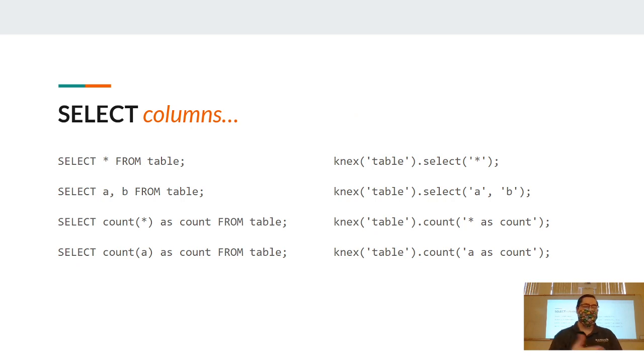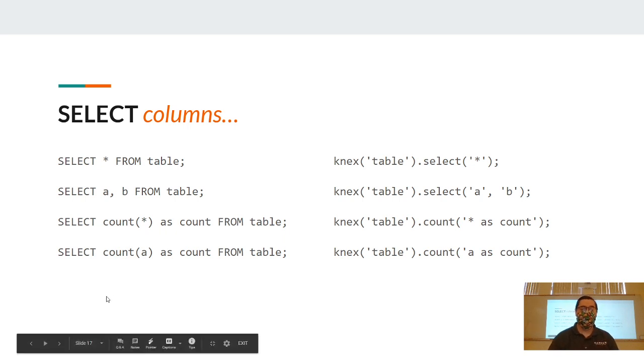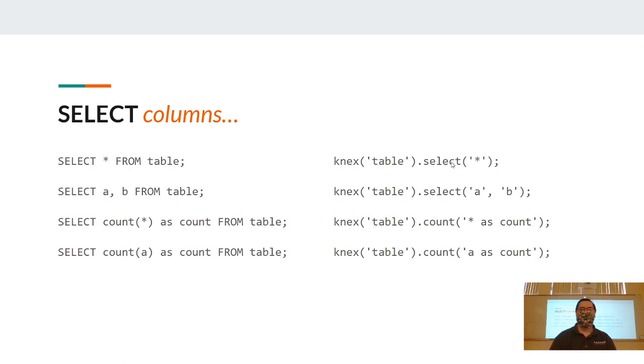Okay, so let's talk about the select, right? So select is pretty simple. If I want to do select star, it's knex, table name, select star, right? So we've already seen that one. If you want to do more than one column, in SQL I would separate that with a comma. In here, I would also separate that with a comma, but it's a kind of list of names. Does that make sense? So this here is equivalent to that.